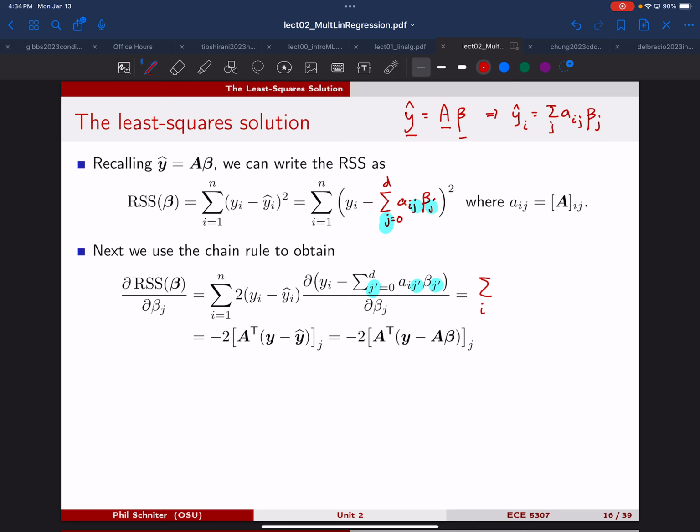So let me just summarize everything. So we have the sum. We have 2 yi minus y hat i. And then finally we have a negative. Let me put the negative right up front. And finally we have aij.